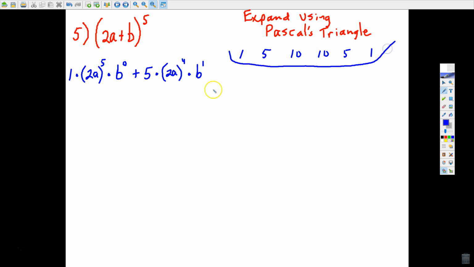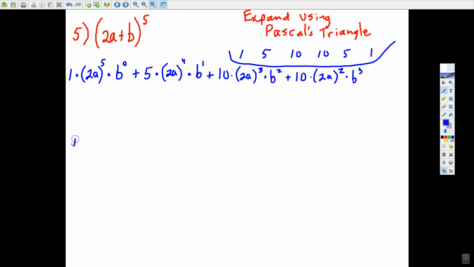This little separation here. Okay, the next number from the row is 10. 2a, this time is going to be raised to the 3rd. It's going down. And b goes up by 1, so it's going to be b squared. Next number, also 10. This time 2a is going to be raised to the 2nd power, and b is going to go up to the 3rd power.